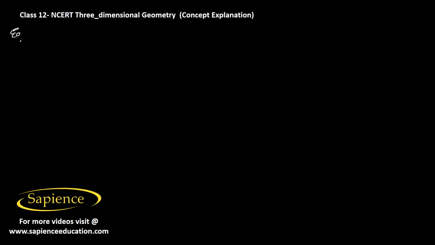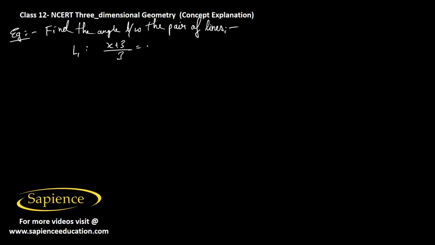And then we can solve one more example. Suppose it is asked to find the angle between the pair of lines which are given as: the straight line L1 is given as x plus 3 by 3 equals y minus 1 by 5 equals z plus 3 by 4. And the line L2 is given as x plus 1 by 1 equals y minus 4 by 1 equals z minus 5 by 2.